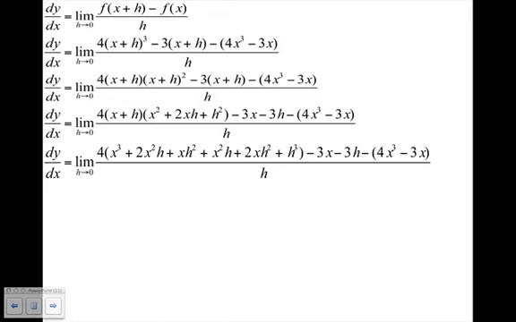X times x squared gives me x cubed. X times 2xh gives me 2x squared h. X times h squared gives me xh squared. H times x squared is x squared h. H times 2xh is 2xh squared, and finally h times h squared is h cubed. Check to see you can get to that line from this one.